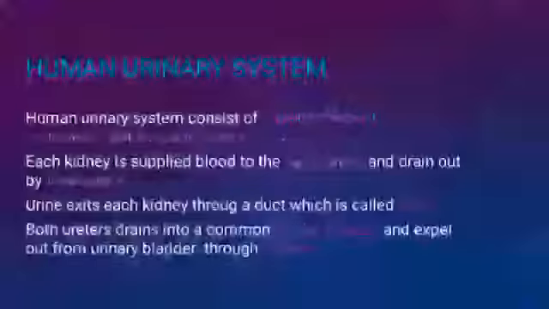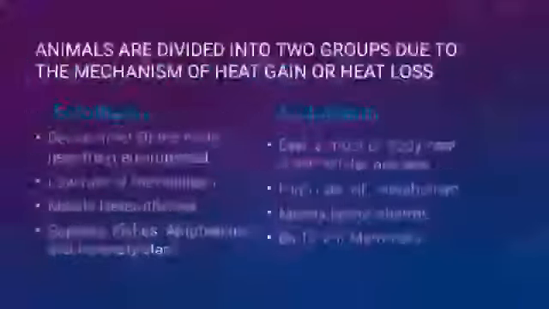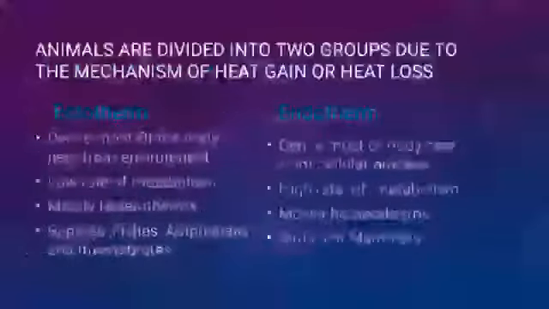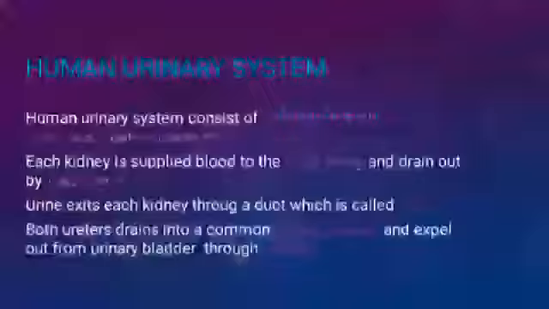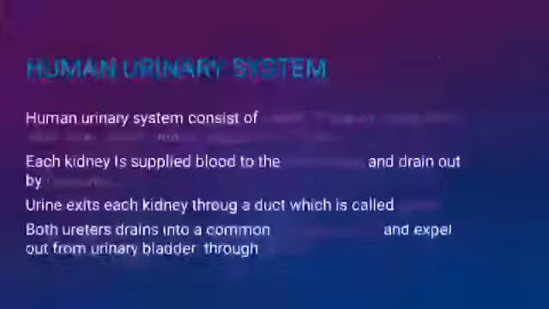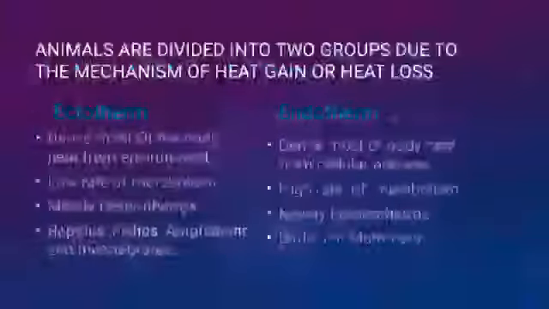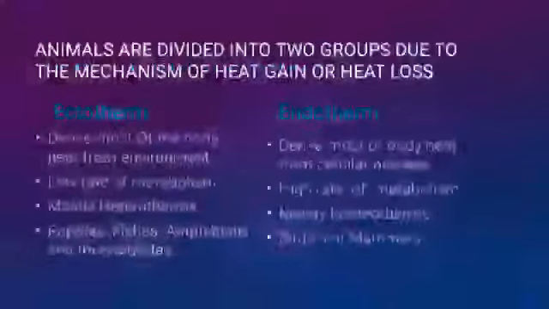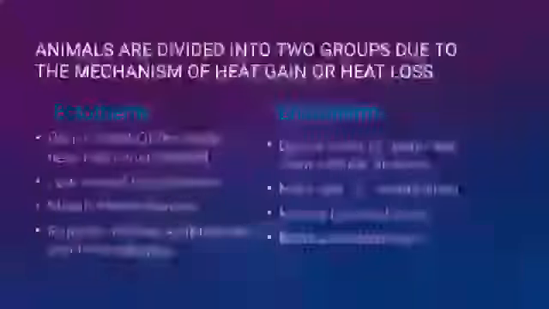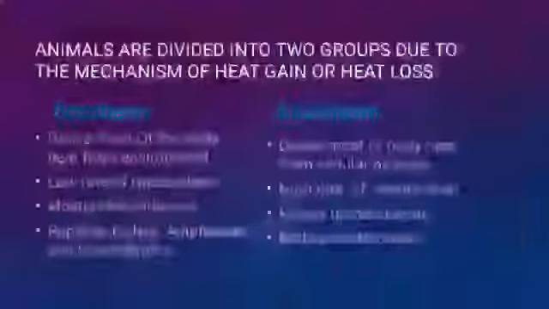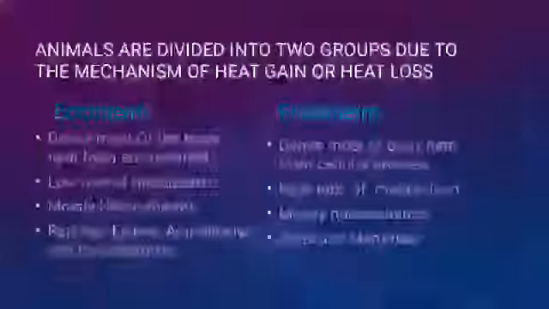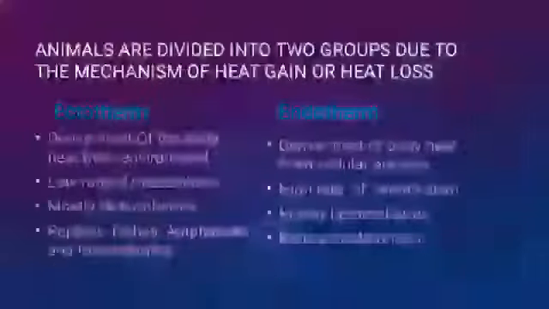Then, the human urinary system. The human urinary system consists of a pair of kidneys, renal artery, renal vein, ureter, urinary bladder and urethra. Each kidney is supplied blood by the renal artery and drained by the renal vein. Urine exits each kidney through a duct called the ureter. Both ureters drain into a common urinary bladder, and urine is expelled from the bladder through the urethra. You can see in this image the human excretory system, which consists of a pair of kidneys, ureter, urinary bladder, urethra, and also the diagram of a nephron.